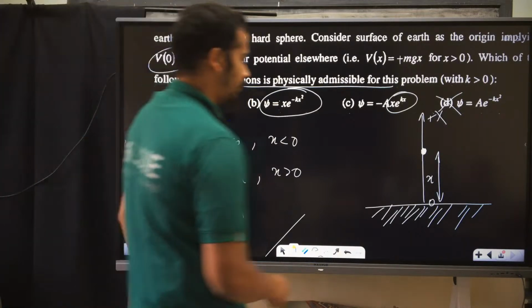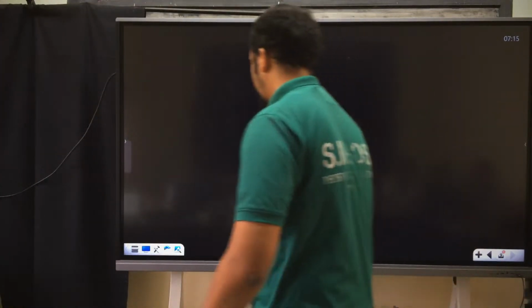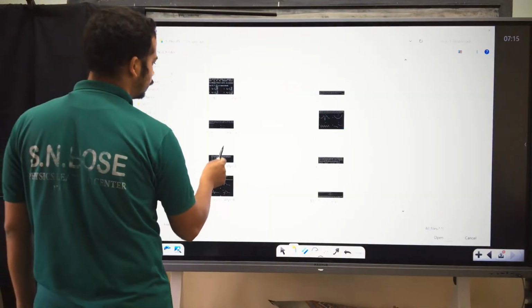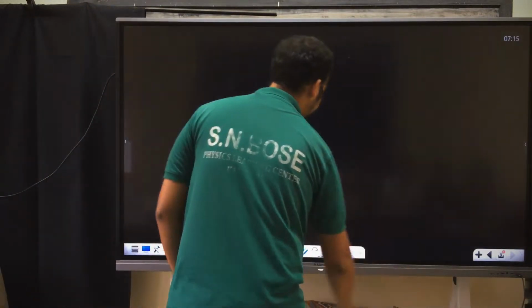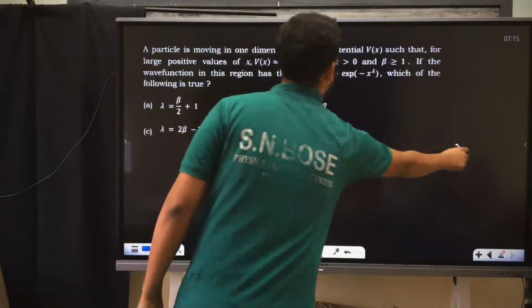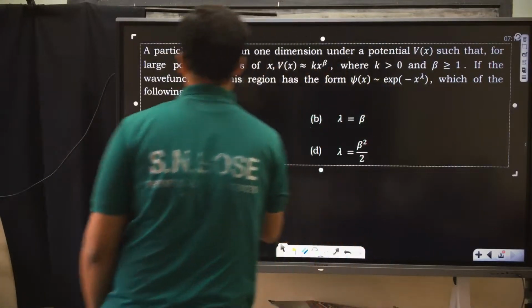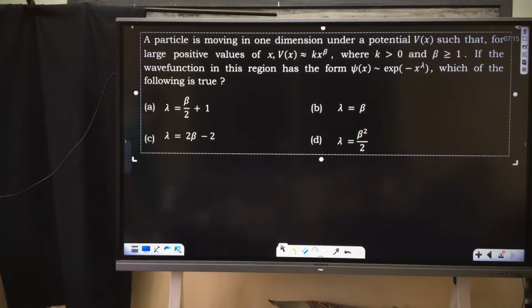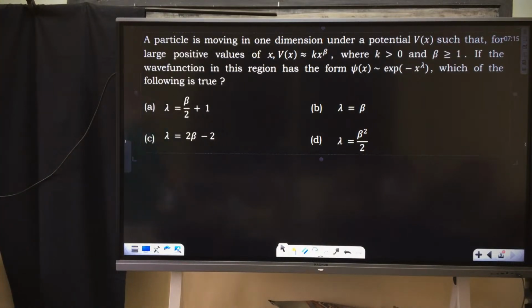Now, one more problem. I will give a hint because it may be very lengthy. You guys try. I think somebody tried already. Have you tried this particular problem? A particle moving in one dimension under the potential V of x such that for large positive values of x, V of x is nearly equal to kx over beta.